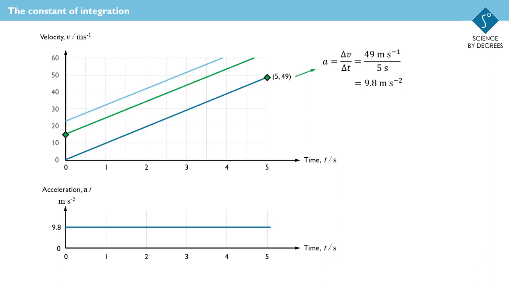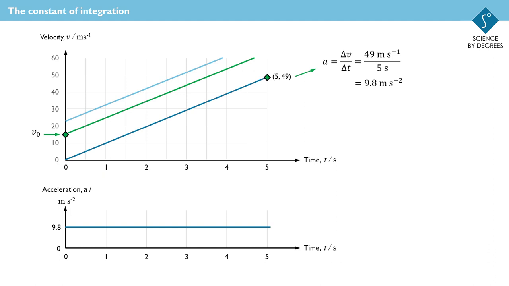In fact, there are an infinite number of velocity time graphs that could be made from the acceleration time graph, all having the same constant gradient, but having different intercepts. The intercept in this case has a physical meaning. It's the initial velocity, which we can call v0. A subscript of 0 often means at time 0.